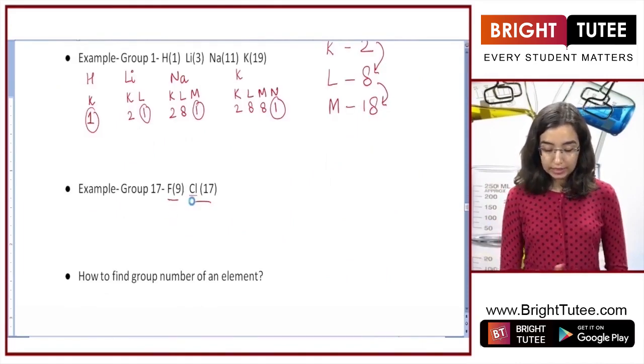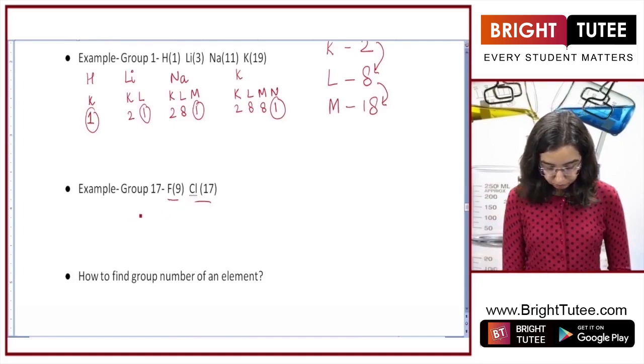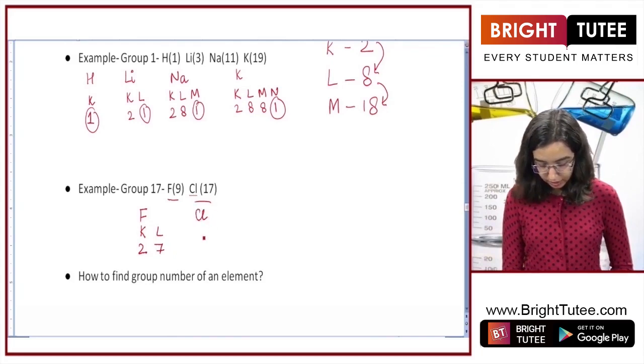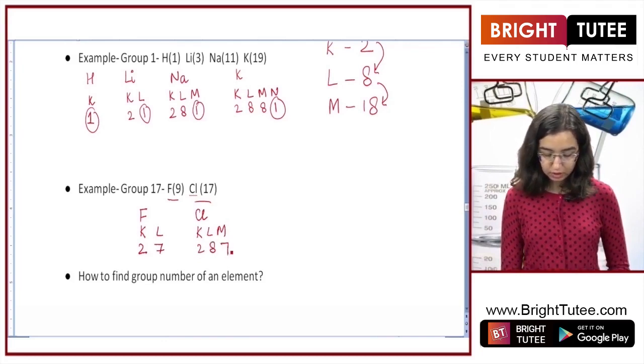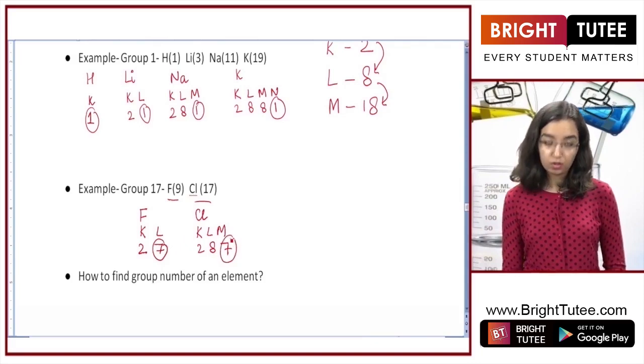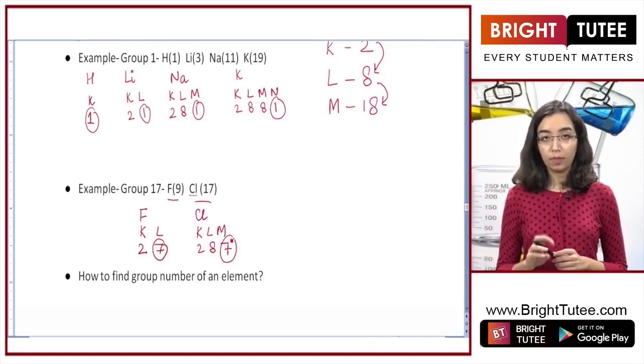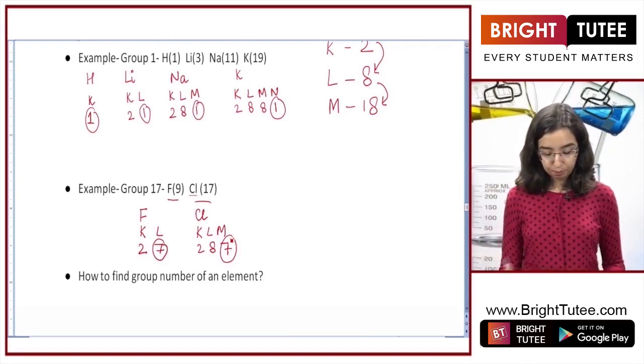Now fluorine has atomic number 9, which means it has K shell and L shell. K shell has 2 electrons. When you subtract 2, you get 7. Chlorine has K, L and M shells. It has a 2, 8, 7 configuration. So you see that both of them have 7 electrons in the outermost shell. So the number of electrons in the outermost shell in a group remains the same.